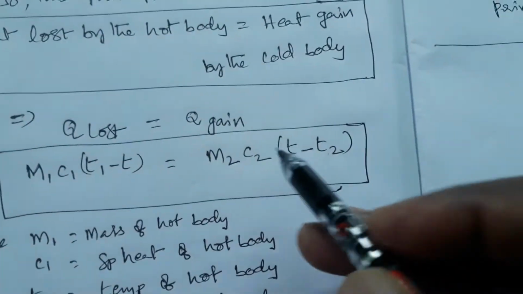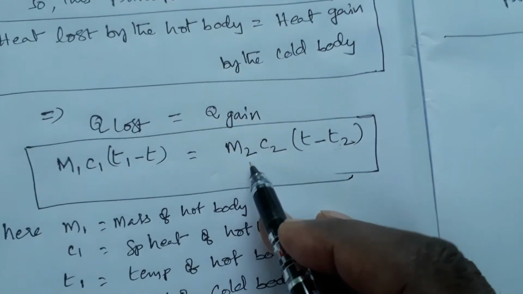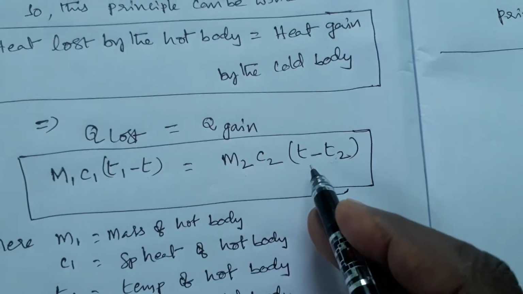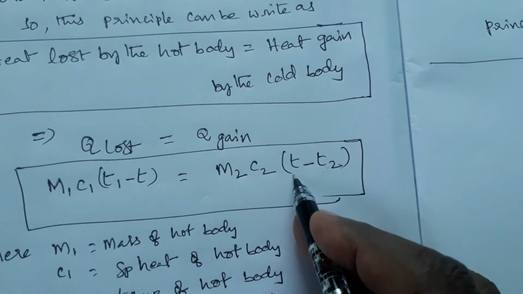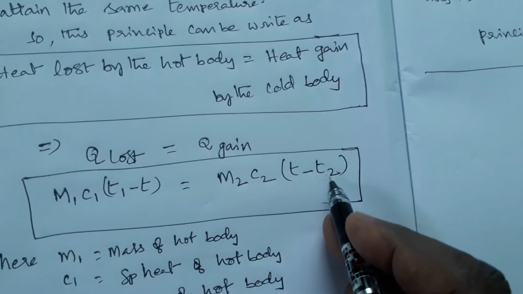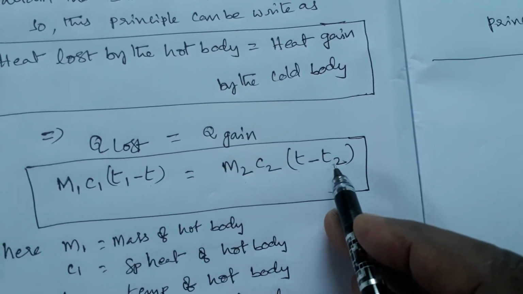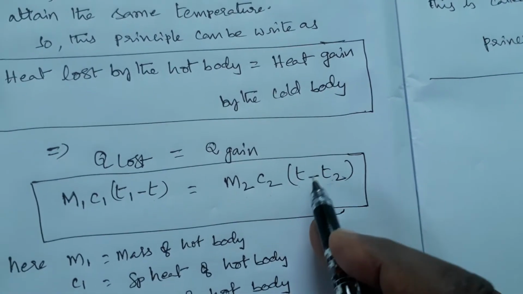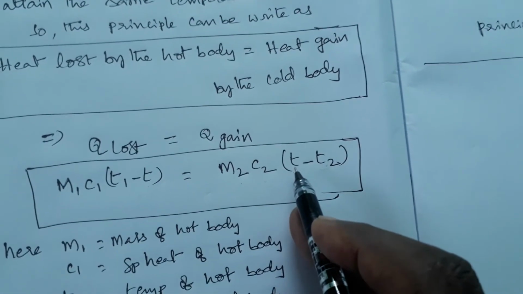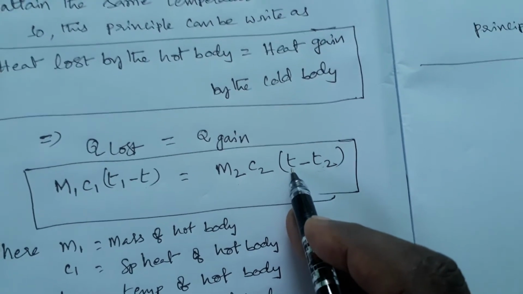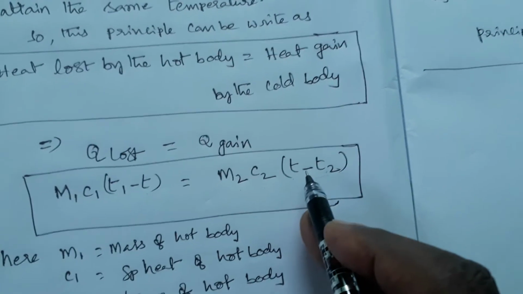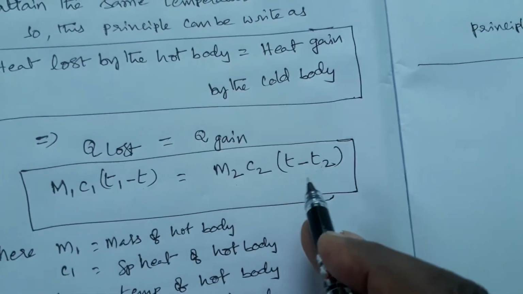Now come to heat gained by the cold body. Cold body mass is m2, cold body specific heat is c2, and how much temperature does the cold body gain? Middle temperature minus T2. T2 is nothing but the cold body temperature in the beginning. After mixing with the hot body, the mixture gains the middle temperature. Now the change is T minus T2. This much change has taken place in the cold body.